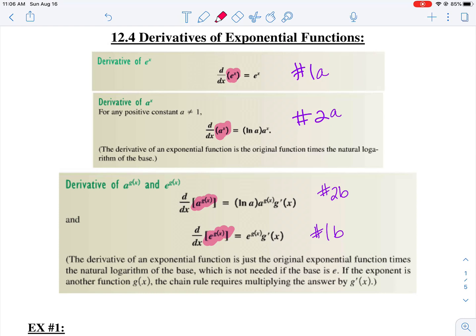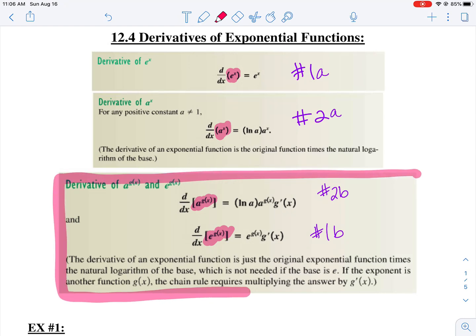So really, all you would have to do is really look at these two. Because remember, if you do the chain rule, no matter what, it always works out. But if you just try to use the first two, and there's more than just an x in your exponent, then you would not get the same answer.